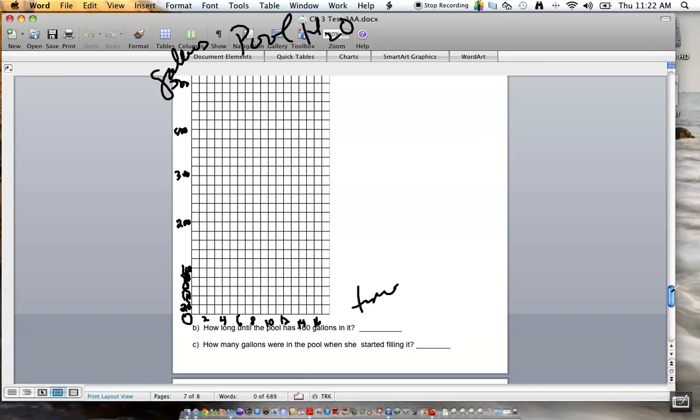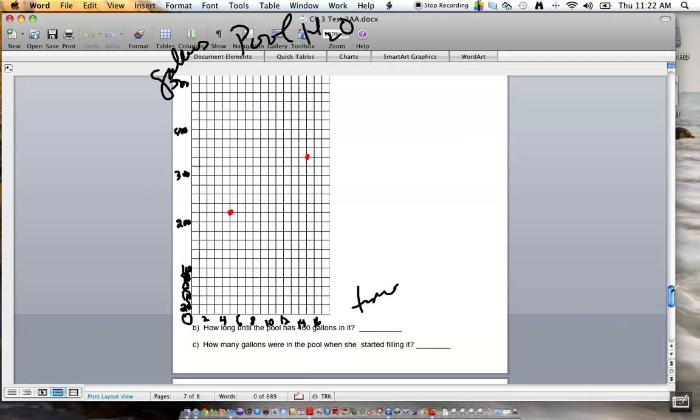Okay, so after 5 minutes, it has 220 gallons. So 5, 220. And then after 15, it has 340. 15, 300, 320, 340. There we go.